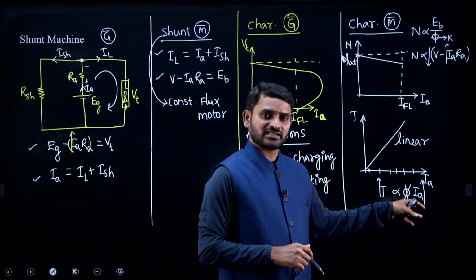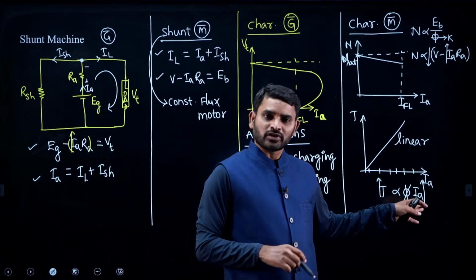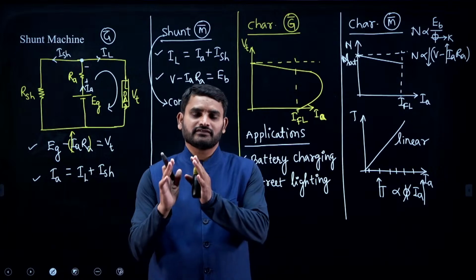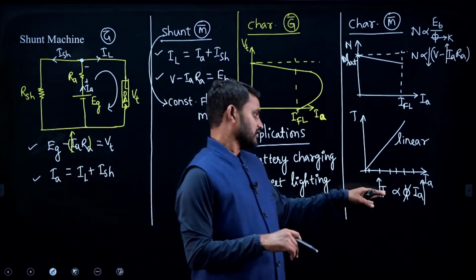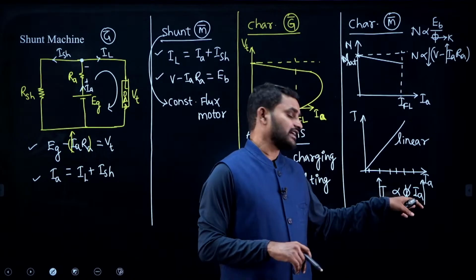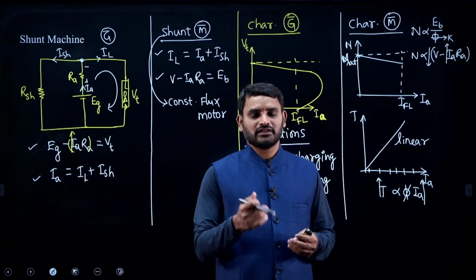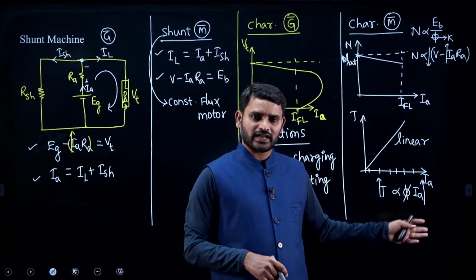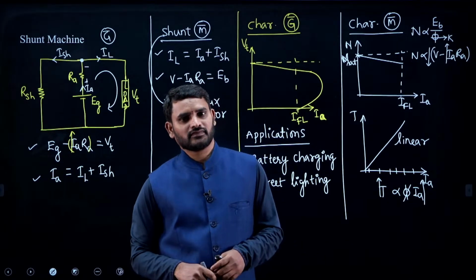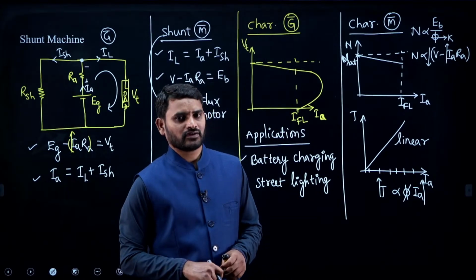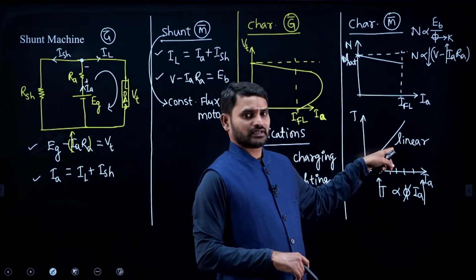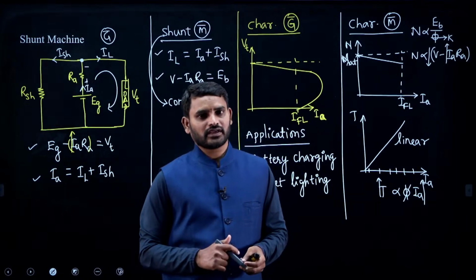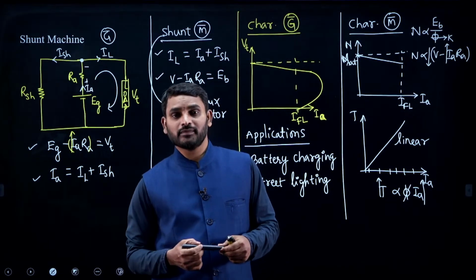So based on this, they will ask the question: if a shunt motor is developing a torque of 100 Newton meters at a current of 10 amperes, what will be the torque developed by the same motor if the current increases to double, 2 times? So just write T2 by T1 equals I2 by I1, substitute, and you will get the answer. Such kind of simple questions you can expect. Either they will ask about the graphs, or equation based questions, or sometimes they will ask questions on applications also.